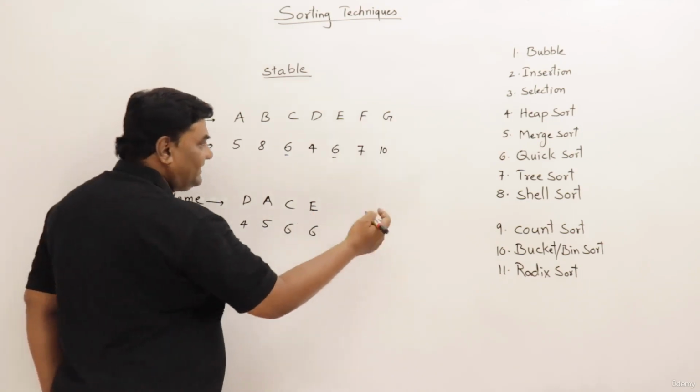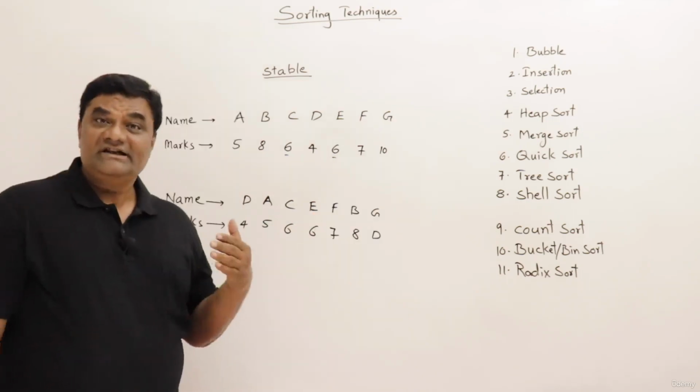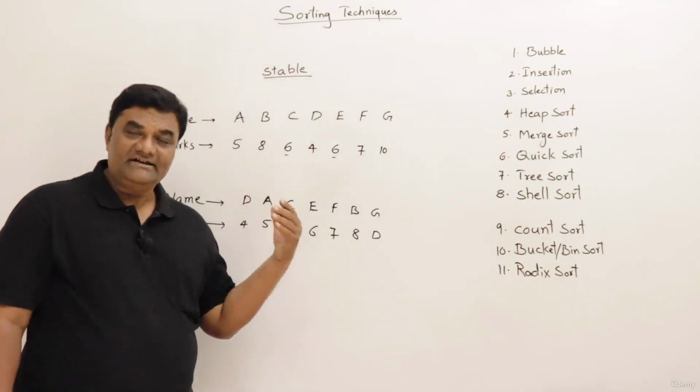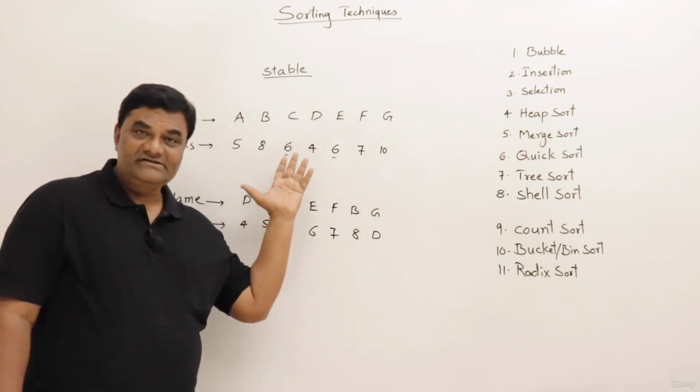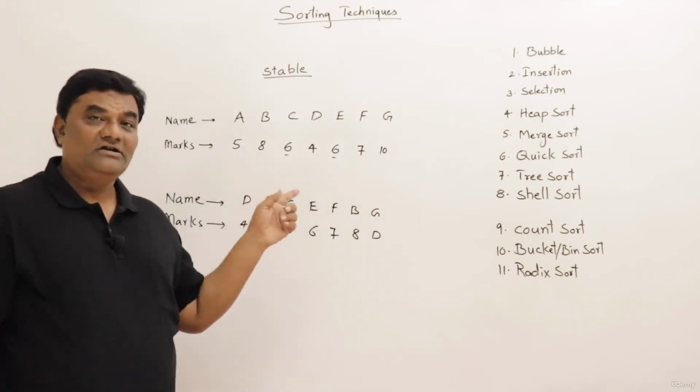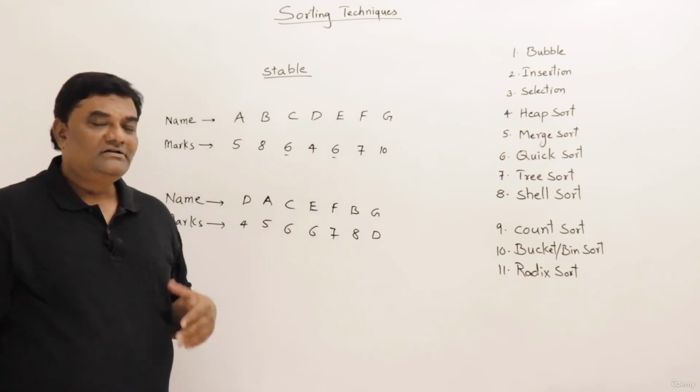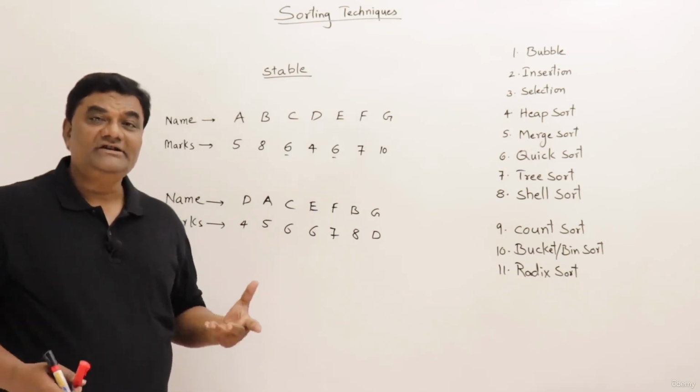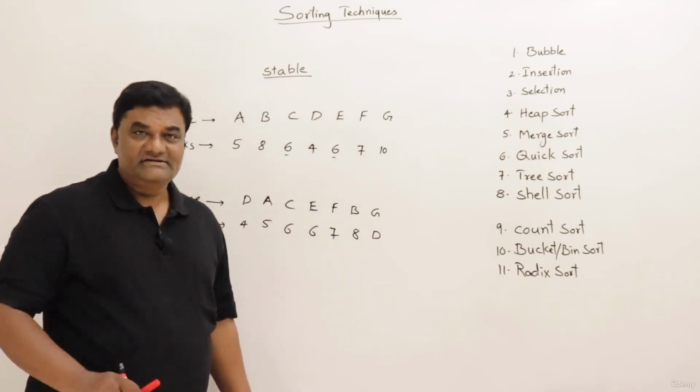I'll finish this, I'll write the rest of the numbers also. So stable means if there are any duplicate elements in the original list, then in the sorted list, their order must be preserved. Now next question, why do we need this? Listen to the reason.